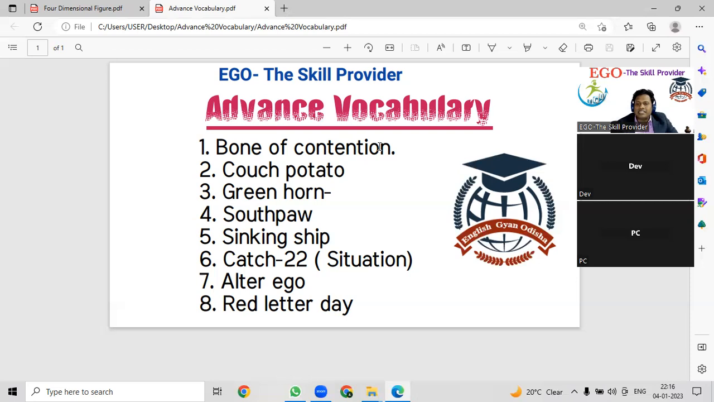The sinking ship means an organization where there is no future at all. The company is in red, means in loss, and most probably within 1 or 2 months or maximum 1 to 1.5 years, it will be closed. So that's why we call it a sinking ship.